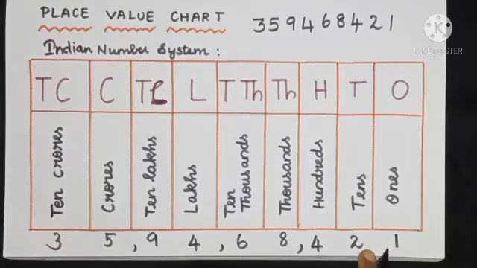The first comma comes before the hundreds place, that is 3 digits from the right, and the second comma comes before the 10,000s place, that is 5 digits from the right. 1, 2, 3, 4, 5. 5 digits from the right. And the third comma comes before the 10 lakhs place, 7 digits from the right, that is 1, 2, 3, 4, 5, 6, 7. 7 digits from the right. Like this you have to mark the commas for the Indian number system.